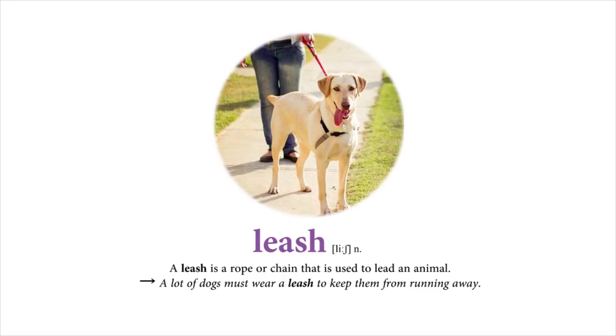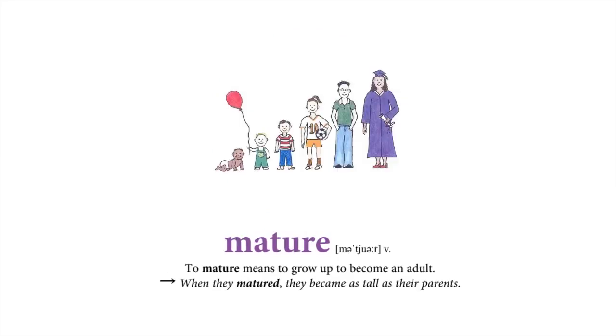Leash. A leash is a rope or chain that is used to lead an animal. A lot of dogs must wear a leash to keep them from running away. Mature. To mature means to grow up to become an adult. When they matured, they became as tall as their parents.